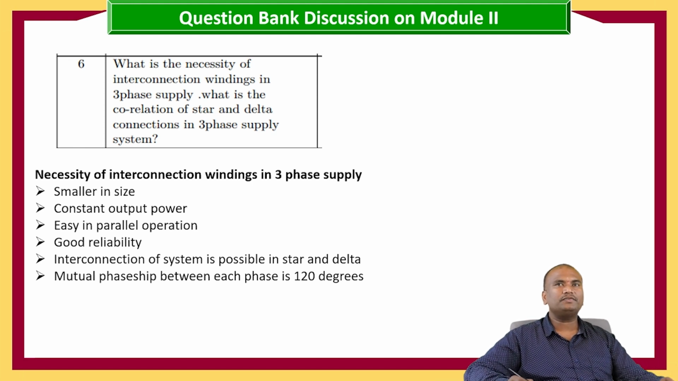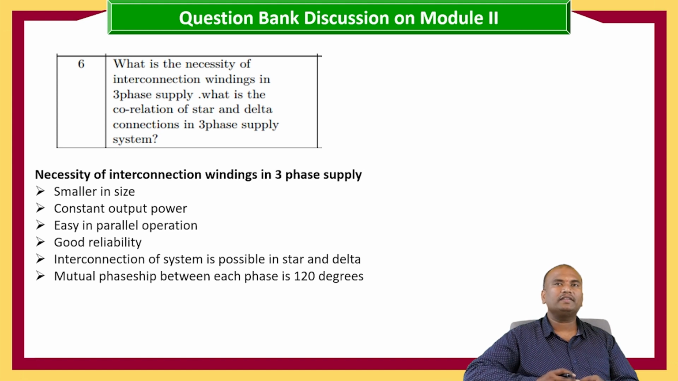The major necessity of interconnection windings in three-phase supply is that when we place the three-phase windings together, the size is going to be small. The size required for a particular machine, transformer, or any electrical equipment will be less. And whenever we have three-phase supply, we get constant output power, because we have three-phase voltages and three-phase currents.